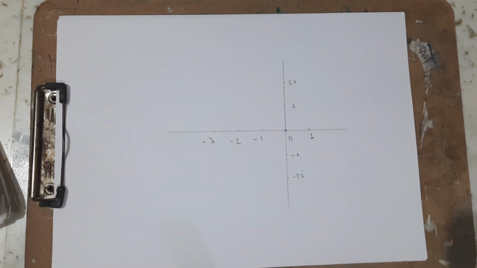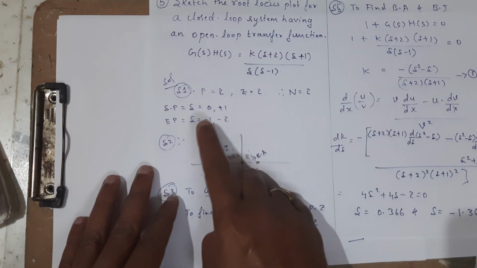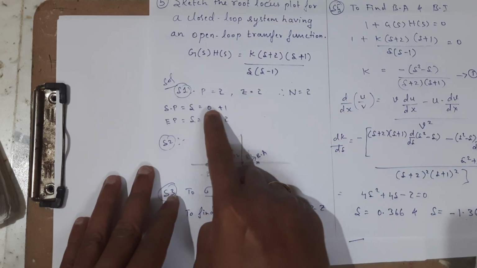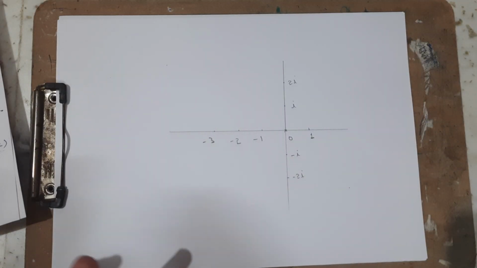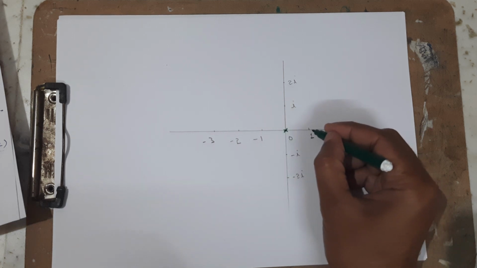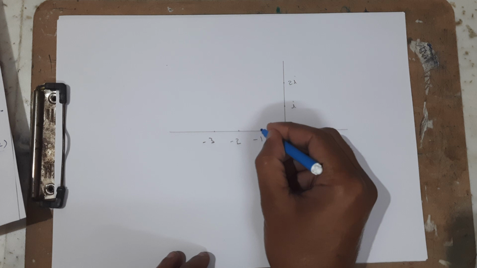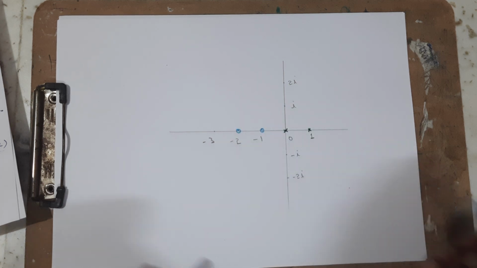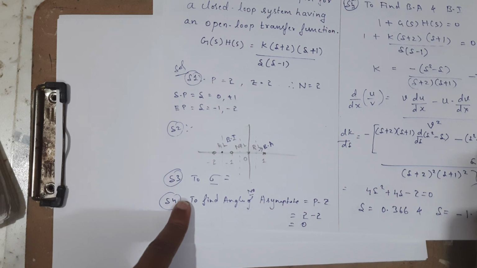Okay, now what is the thing? We have to first mark the number of poles and number of zeros. So what are the poles? That is 0 and 1. What are the zeros? Minus 1 and minus 2. So I am going to mark it. So poles I have 0 and plus 1. Okay, these are the 2 poles. What are the zeros we have? That is -1 and -2. So these are the zeros. Okay, next one. So there is no centroid, no asymptote.